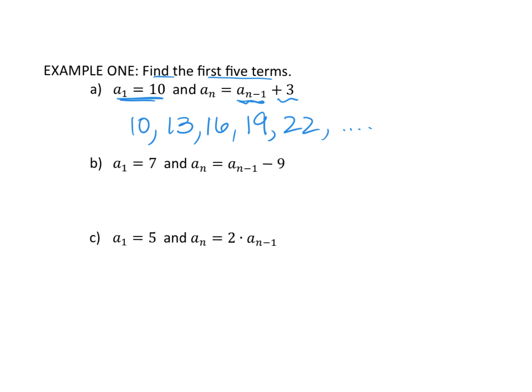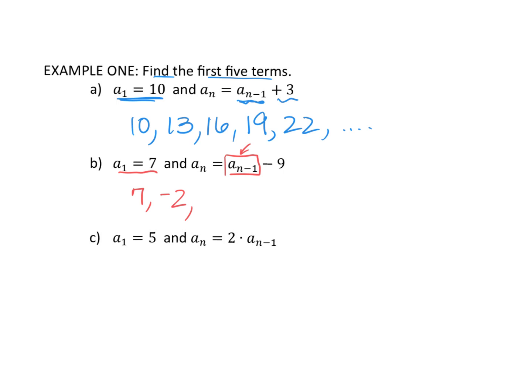Okay, so let's try the second one together, and then I'll have you try the third one. So again, it tells me my first term is 7. And again, this means take whatever the previous term was. So if I'm trying to find the second term, I need the first term, take away 9. Well, if I do 7 take away 9, I get negative 2.